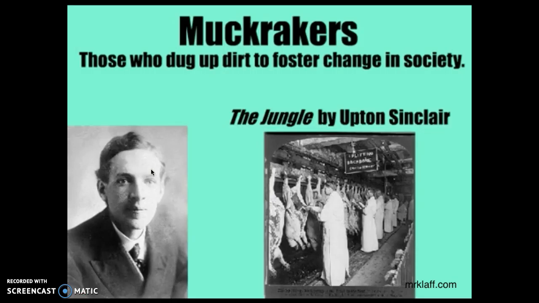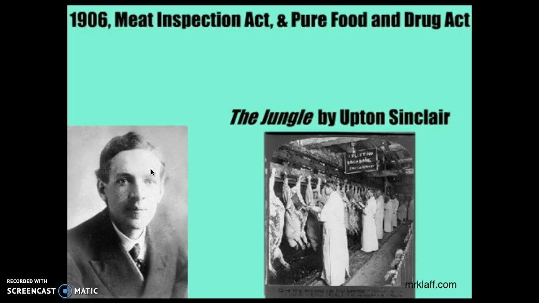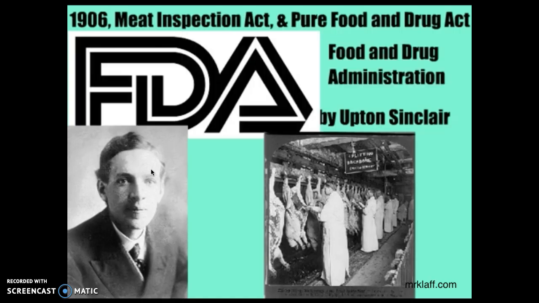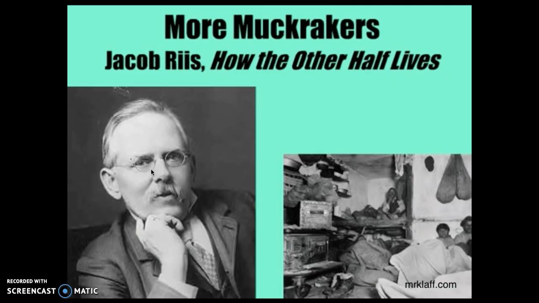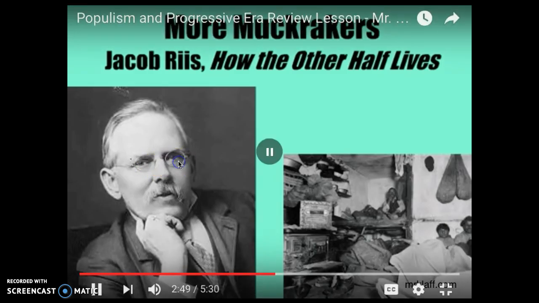His book helped lead to the Meat Inspection Act and the Pure Food and Drug Act. The latter created the FDA, which today still makes sure that people consume safe products. Jacob Riis wrote How the Other Half Lived, which detailed the impoverished immigrants who lived in the overcrowded tenement dwellings.